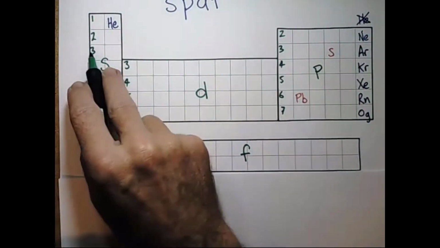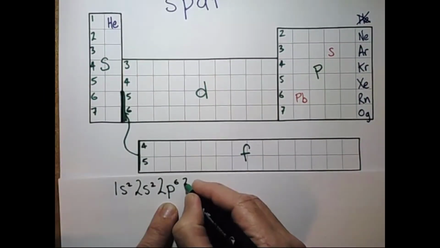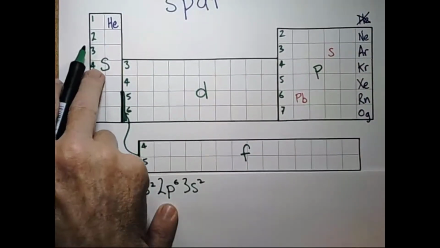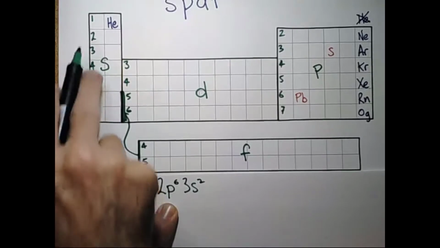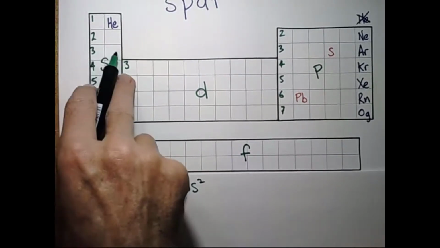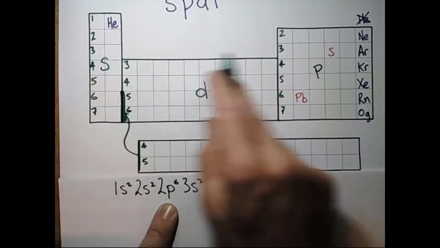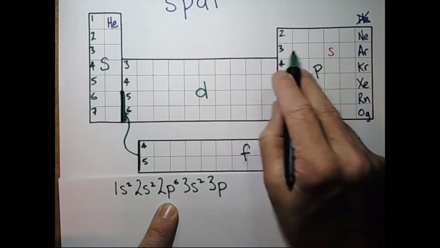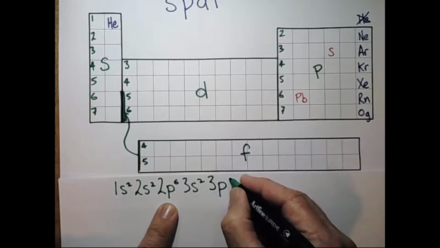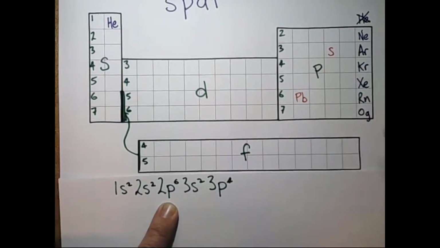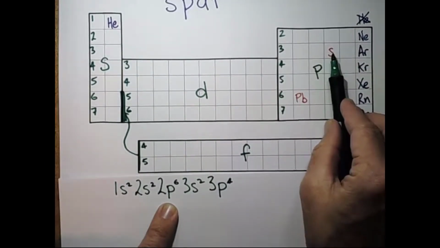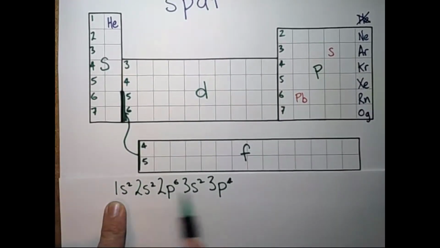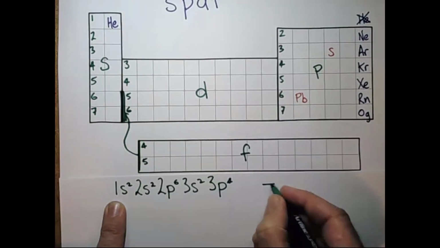Okay, now I'll come down to my next row. I've got 3s2: third shell, S subshell, and 1, 2 electrons get added. Now I come across to 3p, 1, 2, 3, 4. Okay, I only need 4. I don't need 6 because once I get to sulfur, that is my electron configuration for sulfur. That's all I need. Okay, so there it is. There's my electron configuration for sulfur.